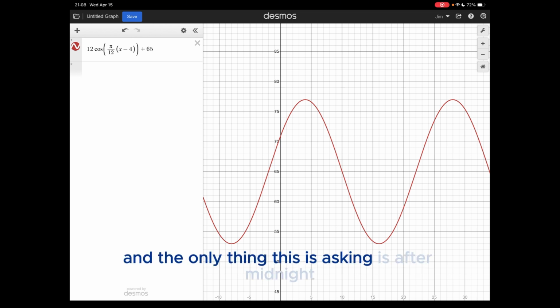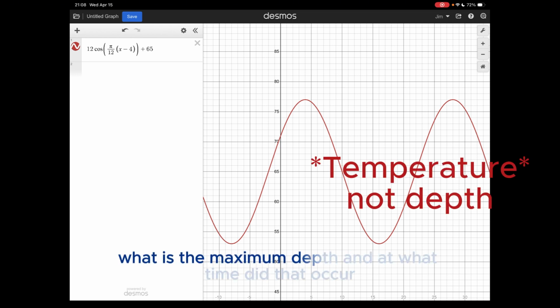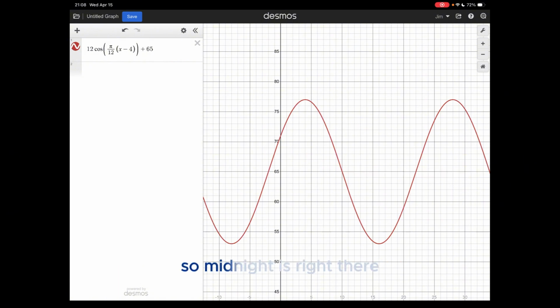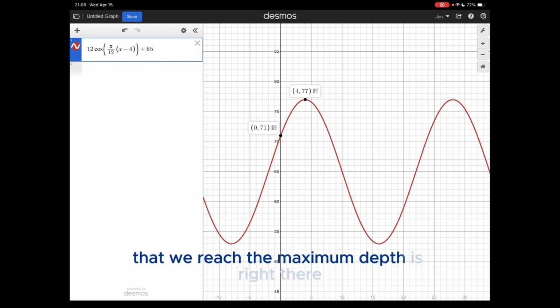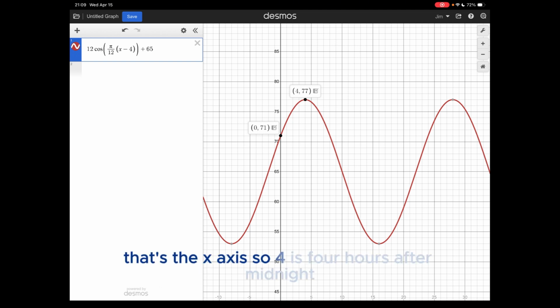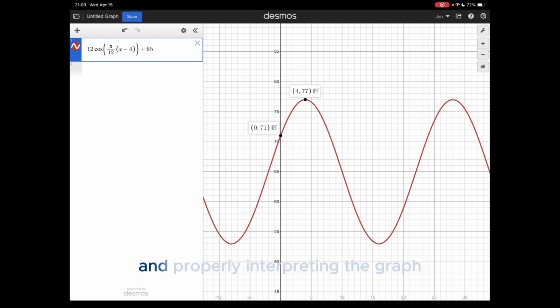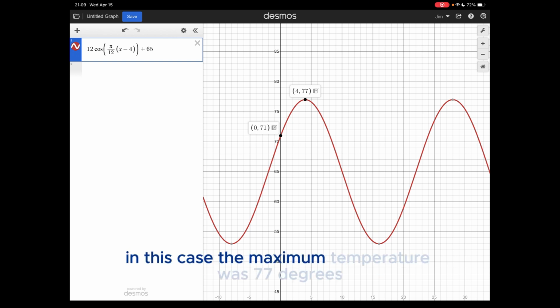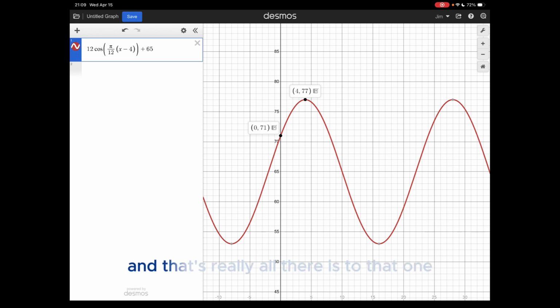The only thing this is asking is, after midnight, what is the maximum depth and at what time did that occur? So midnight is right there. The first time after midnight that we reach the maximum is right there, and that's 4 hours after midnight, and the problem defines H as hours. That's the x-axis, so 4 is 4 hours after midnight, and the maximum temperature reached is 77. So really, this is just an exercise in putting the function into Desmos and properly interpreting the graph. The maximum temperature was 77 degrees, and the first time it happened was 4 hours after midnight. And that's really all there is to that one.